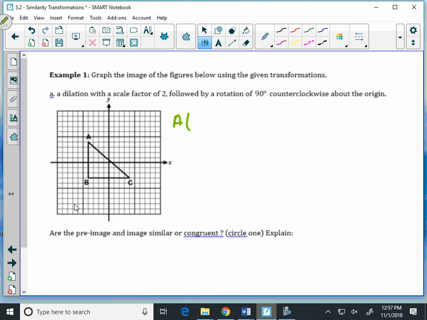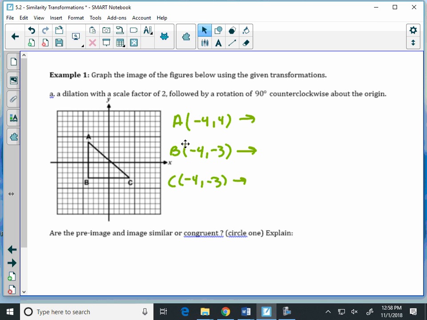A is at -4, 4. B is at -4, -3. And then C is at 4, -3. So go ahead and write down those vertices. And whenever we do a dilation, as we've been talking about the last couple of days, what are we doing with the scale factor and the points?